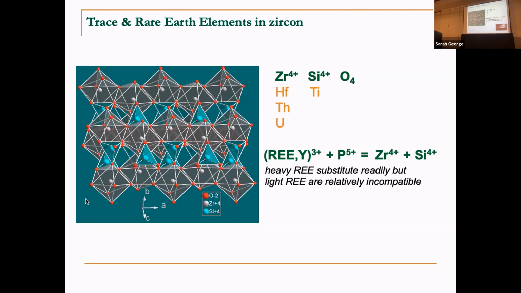Because of Goldschmidt's rules, everyone falls back to earth materials and remembers that we need something with a similar size and similar charge to get into the crystal structure. It turns out that heavy rare earth elements have a similar ionic radius, so they substitute readily into zircon. Light rare earth elements are relatively incompatible because we don't have the right ionic radius. Cool.